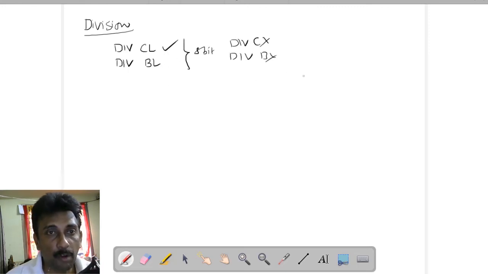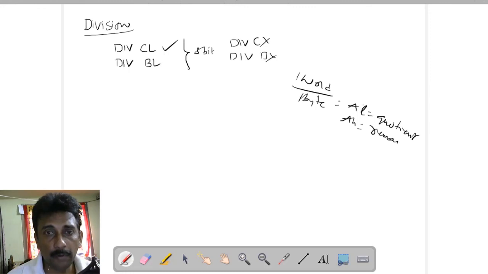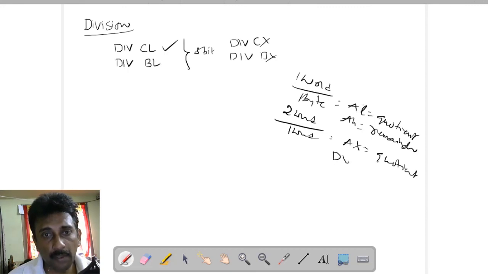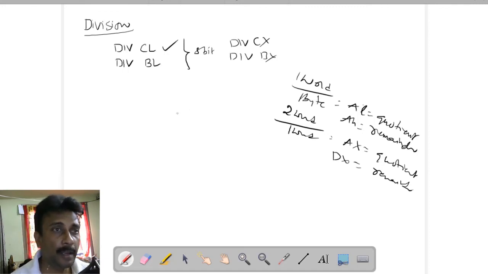Suppose you are dividing one word by 1 byte, then the quotient will be placed in the AL register and the remainder will be saved in the AH register. In double word divided by one word, the quotient will be saved into the AX register and the remainder will be saved into the DX register. While doing the programs, we will have a very clear idea about those things. We will see in the later classes.